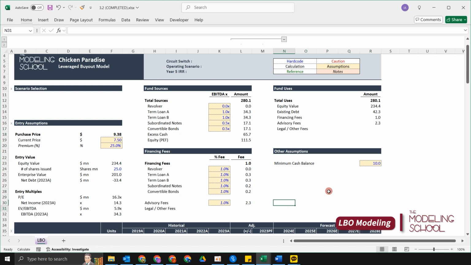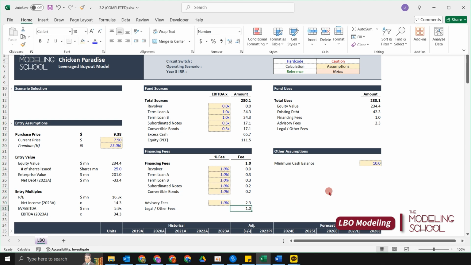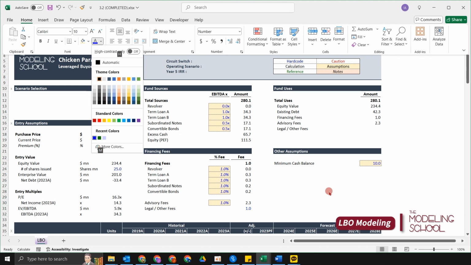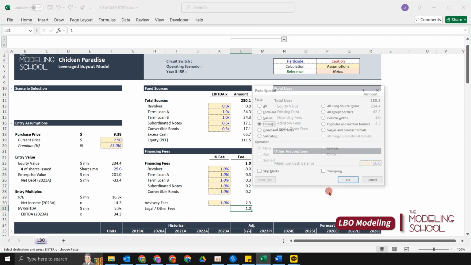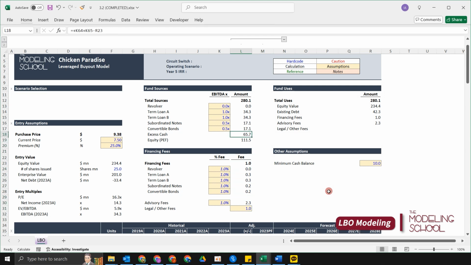And for legal and other fees, let's just assume 1 million. I'm going to copy this format. So 1 million legal and other fees, similar to the financing fees. And there we have it. We finished the fund uses. We've also finished the fund sources, the financing fees, and the minimum cash balance assumptions as well.